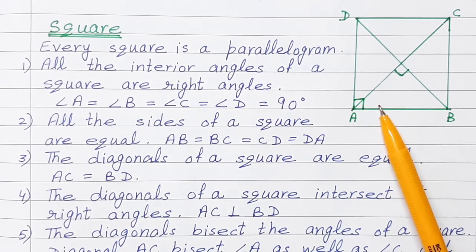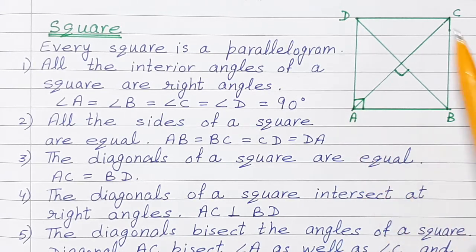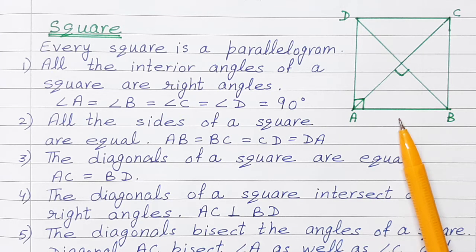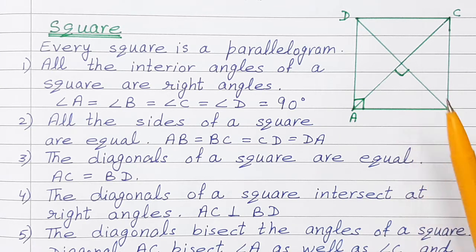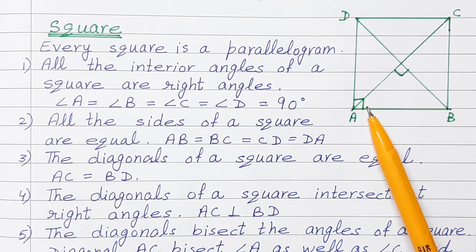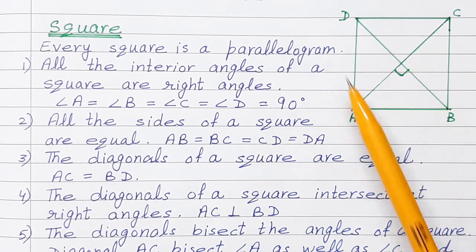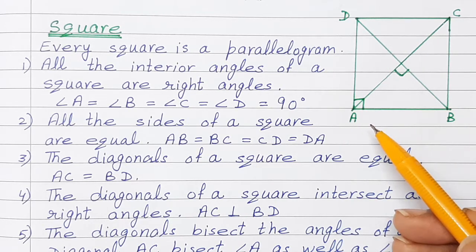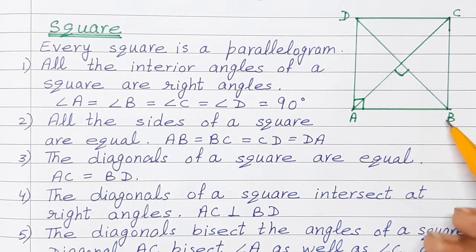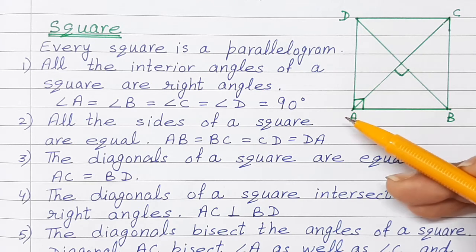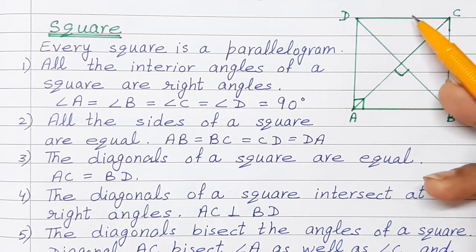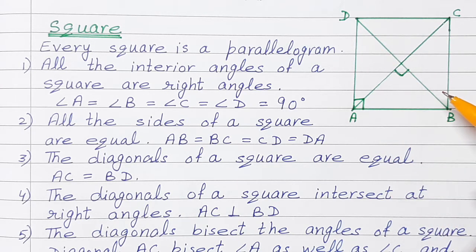Now children, let us discuss the properties of a square. What is a square? A square is also a parallelogram whose all four sides are equal. That is, AB is equal to BC is equal to CD is equal to AD. All four sides are equal. Remember children, in a rhombus also all four sides were equal, but there is a difference.